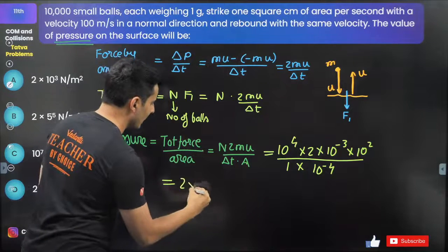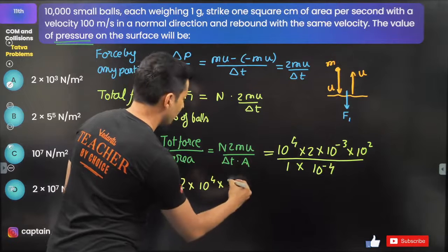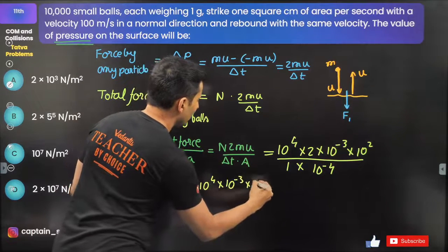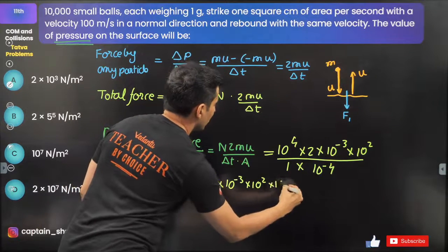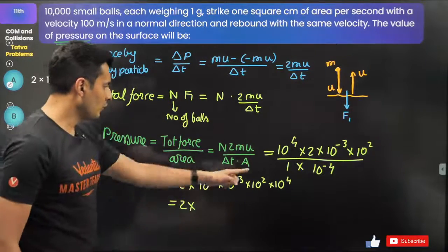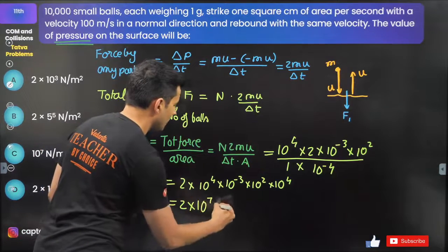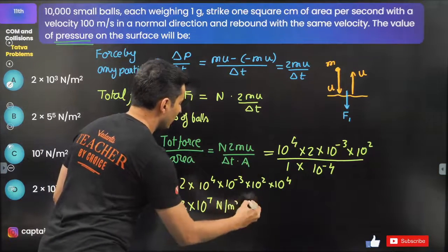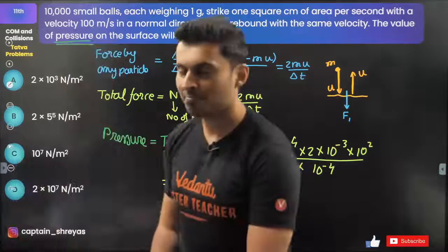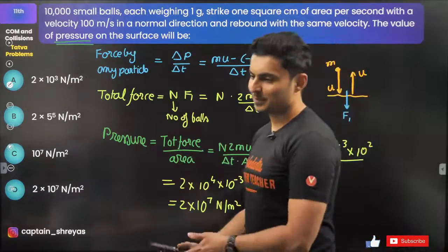So 2 is there as it is, 10 to the power 4 is there, 10 to the power minus 3 is there, 10 to the power 2 is there, and this will also become 10 to the power 4. Do the math: 4, 4, 8; 8 minus 3 is 5, and 2 more makes 7. So 10 to the power 7 Newton per meter square, or Pascal, whatever you want to call it. That's the answer. Yes, option D, of course.